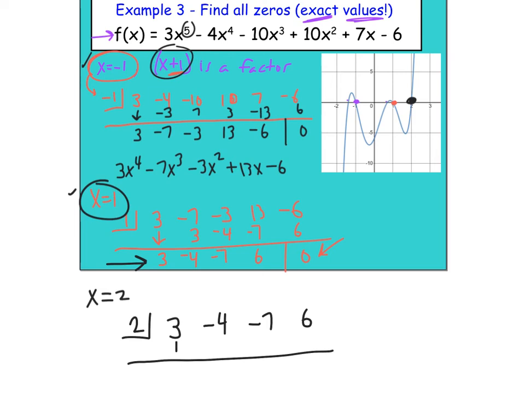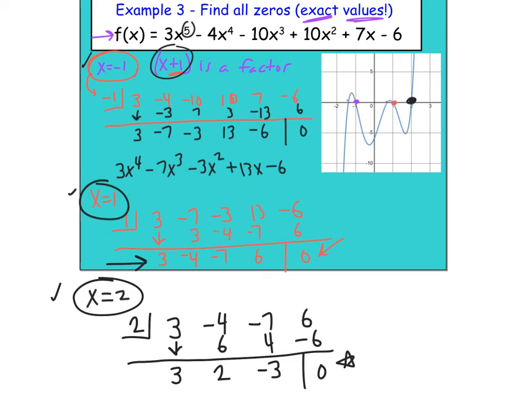And let's hope we get a 0 remainder here as well. So bring down the 3. 3 times 2 is 6. -4 plus the 6 is 2. 2 times the 2 is 4. Negative 7 plus 4 is negative 3, and negative 3 times 2 is negative 6. So we do get our 0 remainder here again, which is good. Okay, so that confirms that x equals 2 is a 0.